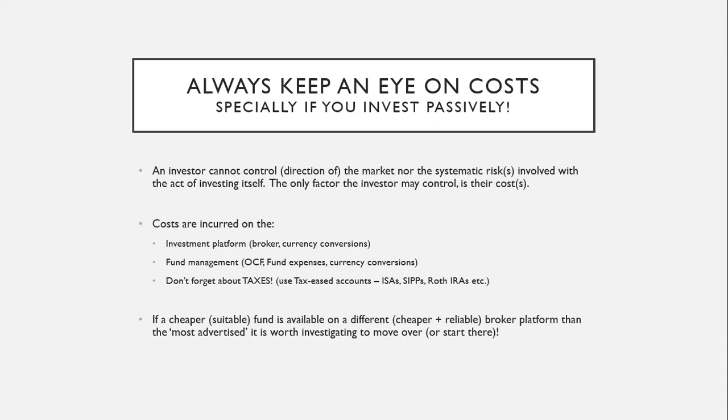And the Americans have their Roth IRAs, which are a lot like ISAs, I think, and they've got their 401(k)s, which are a lot like SIPPs in the US. And different countries have different tax laws.